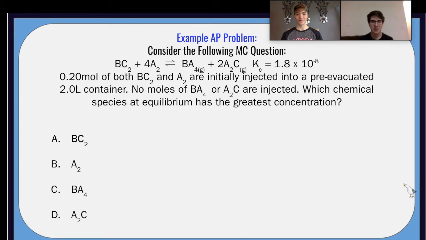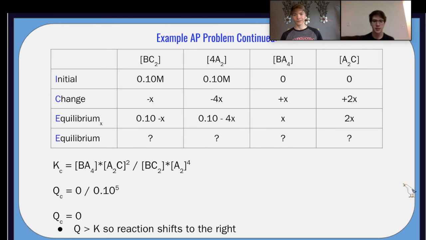Alright, now that we're back, I'm going to reveal the answer to you. Drumroll, please. The answer is BC2, which will have the greatest concentration at equilibrium. Now I'm going to explain why this is.